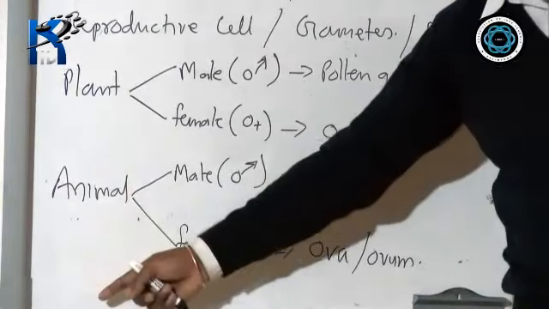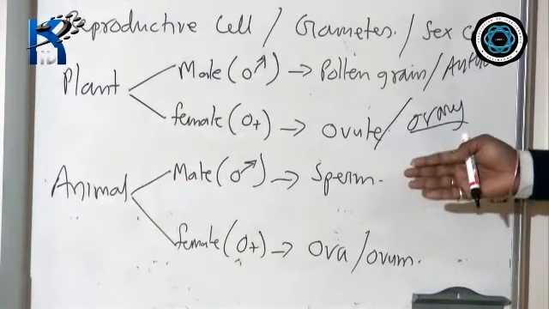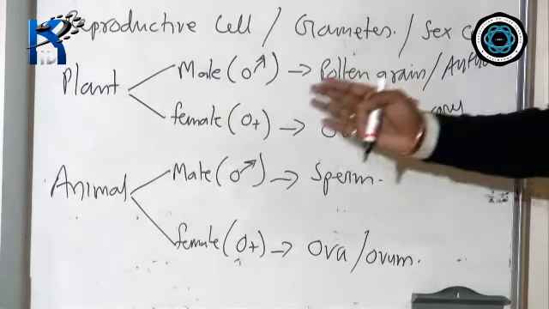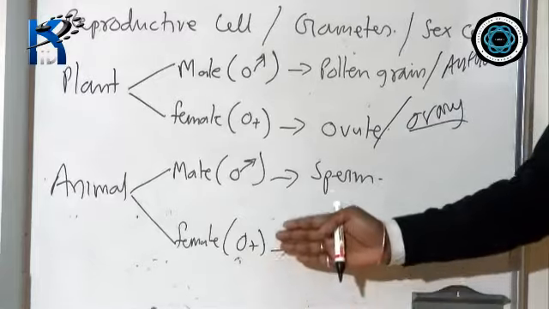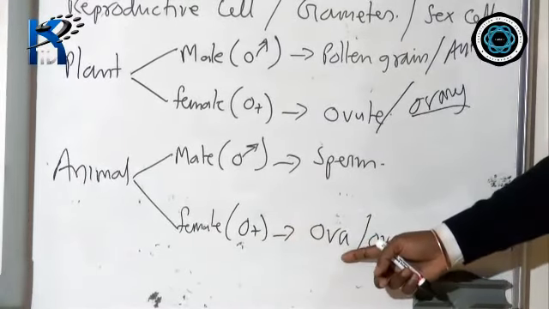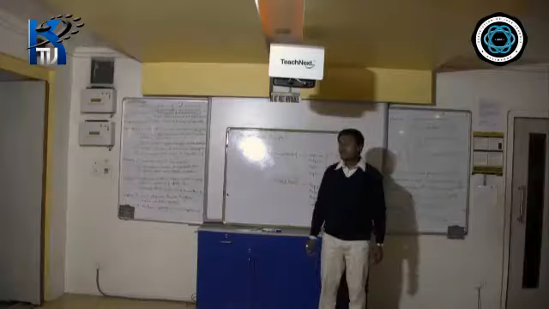Similarly, in the animal, the name of the reproductive cell in the male is sperm, and the reproductive cell of the female is called ova, or you call it ovum.